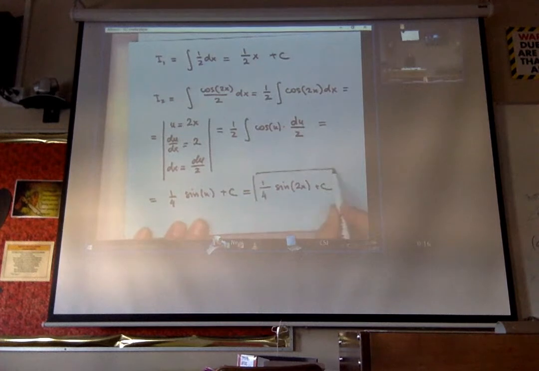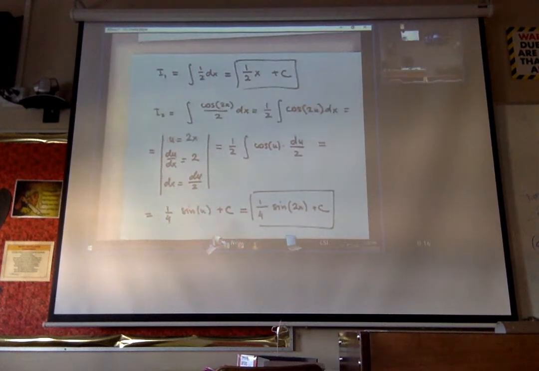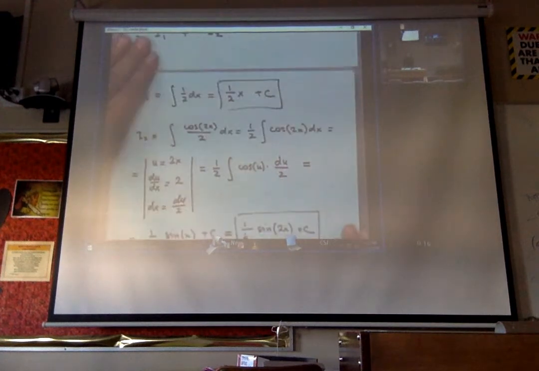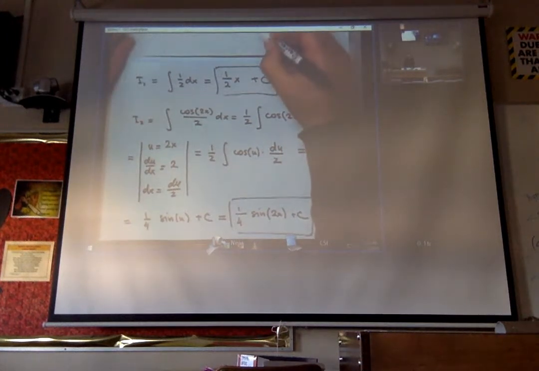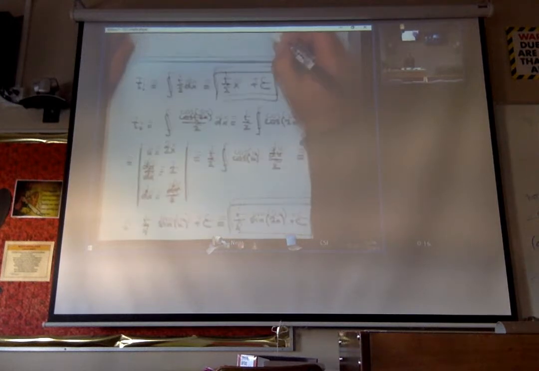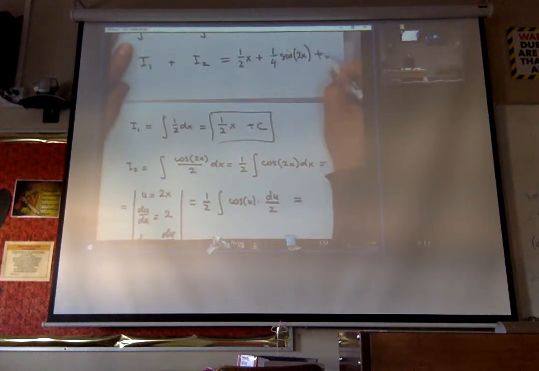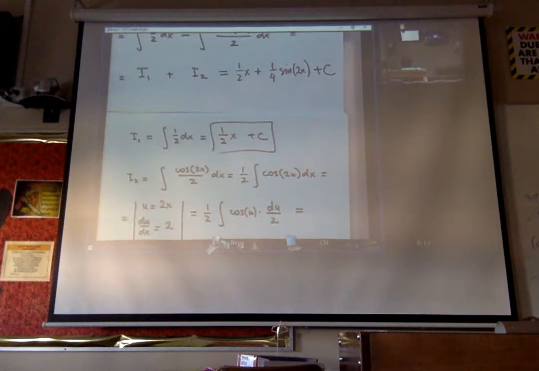So you found them each separately. Now we just have to go back and put them right here. Okay? And don't put plus c. We'll have just one c at the end. So the first one is 1 over 2x. Okay, I have to move it down so you can see what I'm writing. Plus 1 over 4 sine of 2x, and that will be just that one c sitting at the end. So that will be the final answer here.